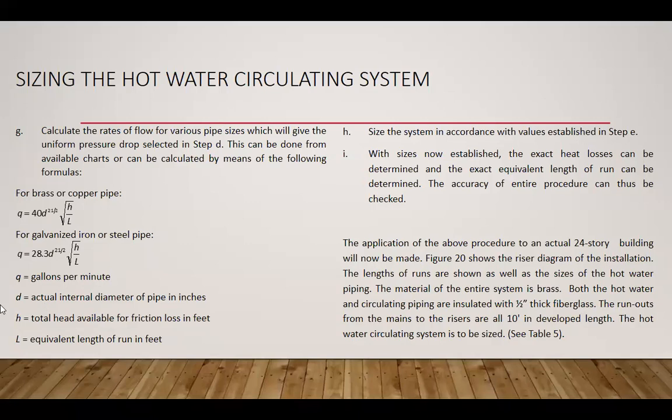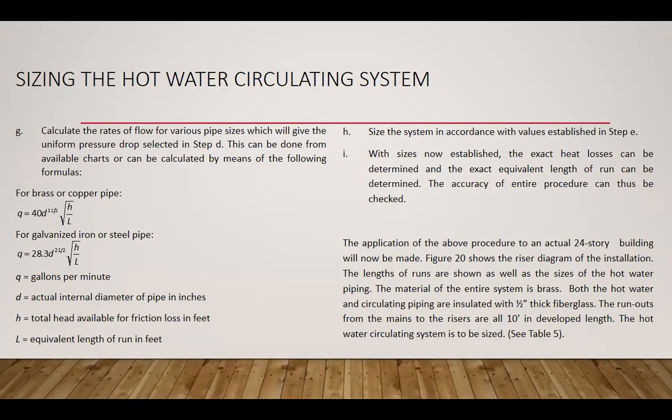So this is the formula. For brass or copper, Q is equal to 40 D^2.5 times the square root of H over L. For galvanized iron or steel pipe, Q is equal to 28.3 D^2.5 times the square root of H over L. Q is the gallons per minute, and D is the actual internal diameter of pipe in inches. H is the total head available for friction loss in feet. L is the equivalent length of run in feet.